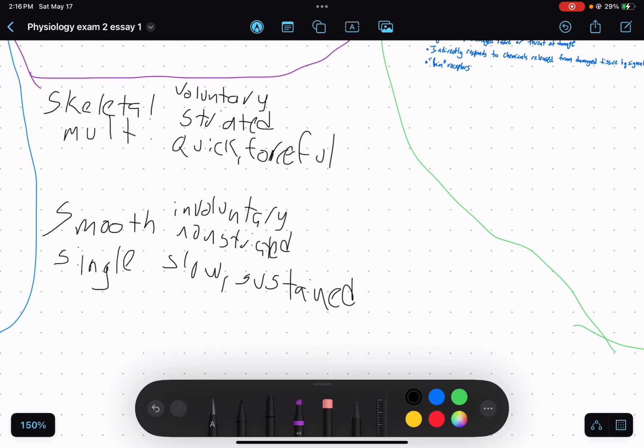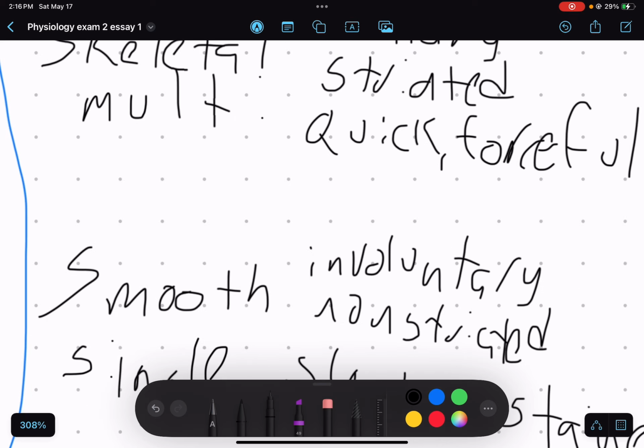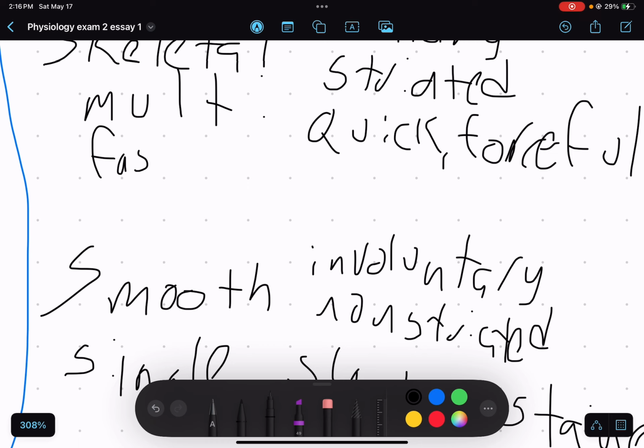The arrangement of skeletal muscle is in fascicles. I wish I had my pen working better. Let's see if I can actually plug this in real fast. Maybe I can get this working while I'm doing this. There we go. Okay. Now I'll start being able to write prettier.